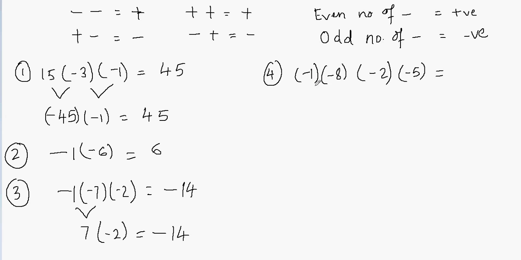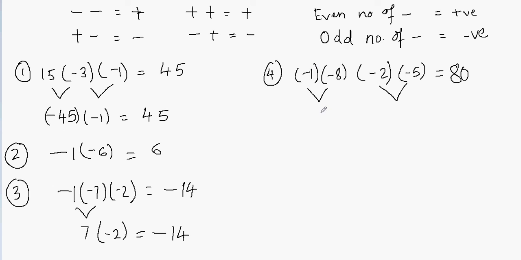I will ignore the signs and just multiply the numbers. 1 times 8 will give me 8. 8 times 2 will give me 16. And 16 times 5 will give me 80. So my answer will be 80. And that will be +80. So now here, what you can do is you can make the pairs and then try to multiply. -1 times -8. You have the same signs. Whenever you multiply the numbers with the like signs, you get positive results.